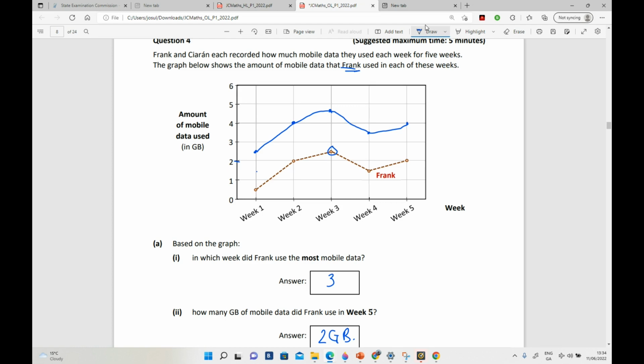Now you can do this more accurately than me, but that is what they want you to do. So that's Kieran's plot. Okay, so that's the answer.